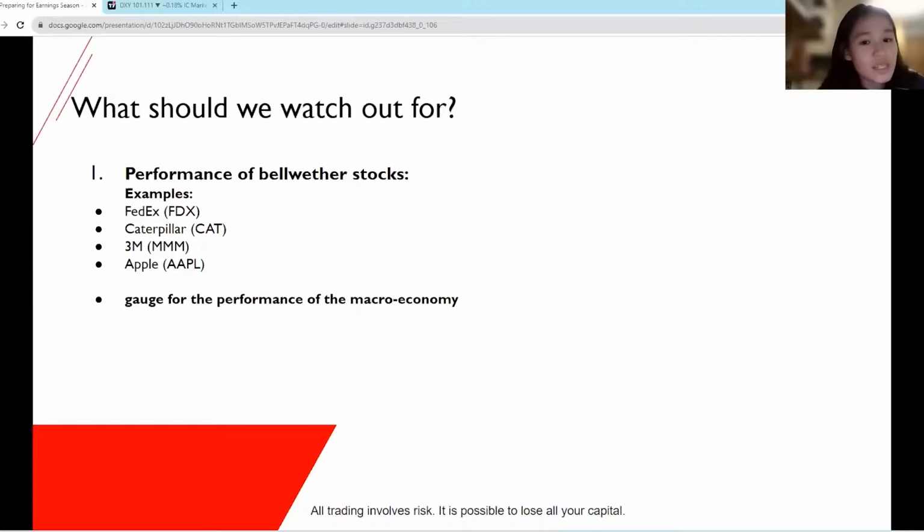So when analyzing company earnings, it's important to look out for stocks similar to these, because it can be seen as a gauge of the performance of the macroeconomy. So while the status of a bellwether stock can change over time, the largest and most established companies are typically considered a bellwether stock. So these are the examples that we've given, but of course there are others as well.